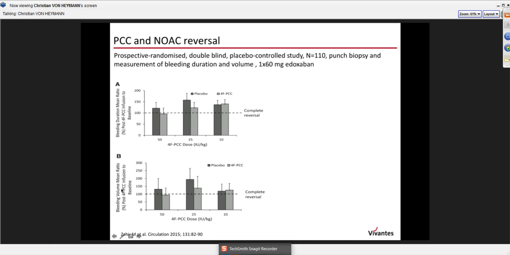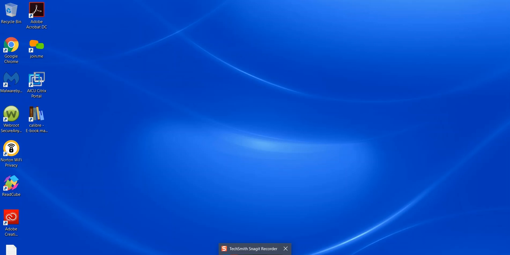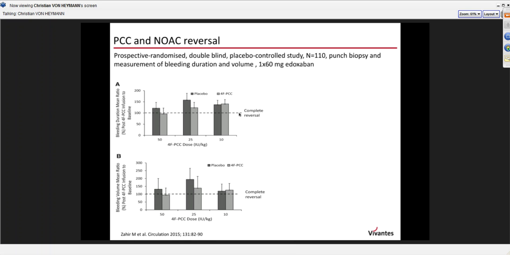This is the bleeding duration, this is the bleeding volume, and the dotted line is what the volunteers bled without being on edoxaban, and how long it took to take the edoxaban. And 2 hours later they were treated with escalating doses of the 4-factor PCC.